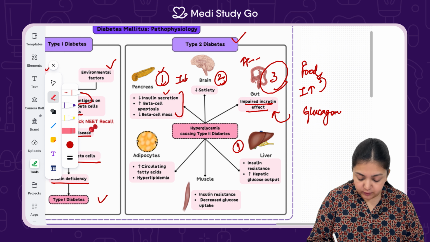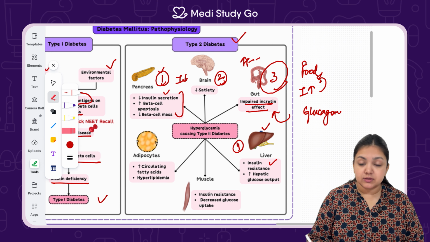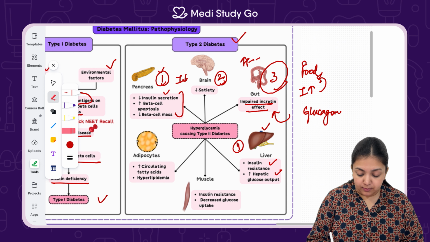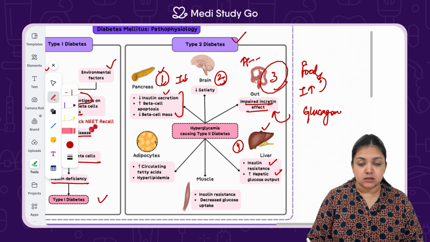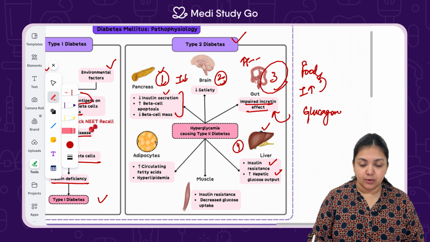Coming to the next organ, which will be the liver. In these cases, the cells have gone into an insulin resistance situation. Therefore, the hepatic glucose output increases. The glucose is not getting metabolized even by the liver. Therefore, there will be hyperglycemia.